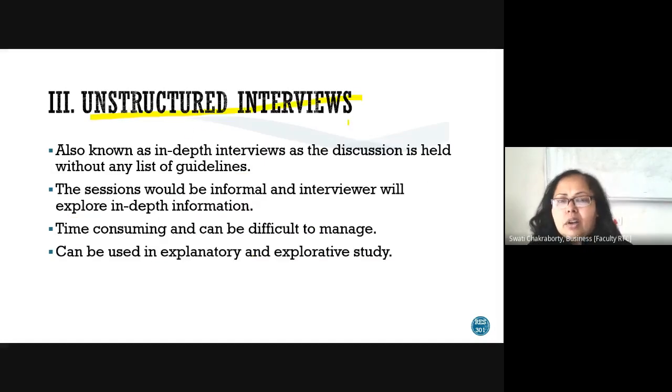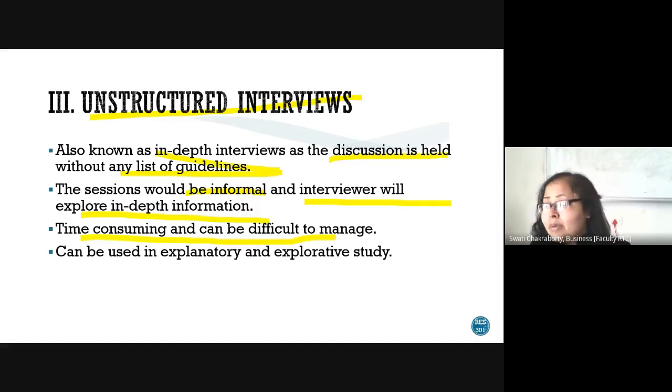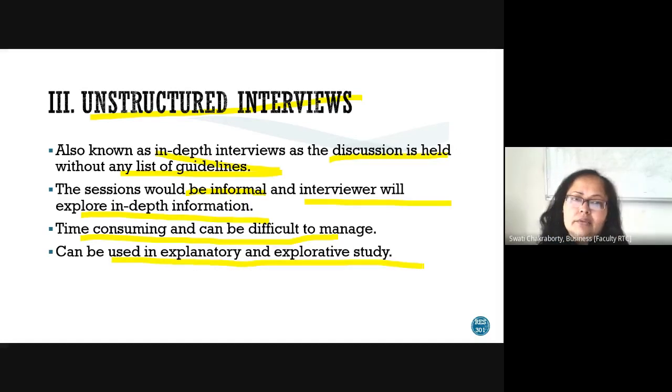In case of unstructured interviews, which is also known as in-depth interviews, the discussion is held without any list of guidelines. So it's much more informal. It's fully informal. And the interviewer will actually explore in-depth information, right? Which is why it's time consuming and maybe difficult to manage. And so it's used in explanatory as well as explorative study.